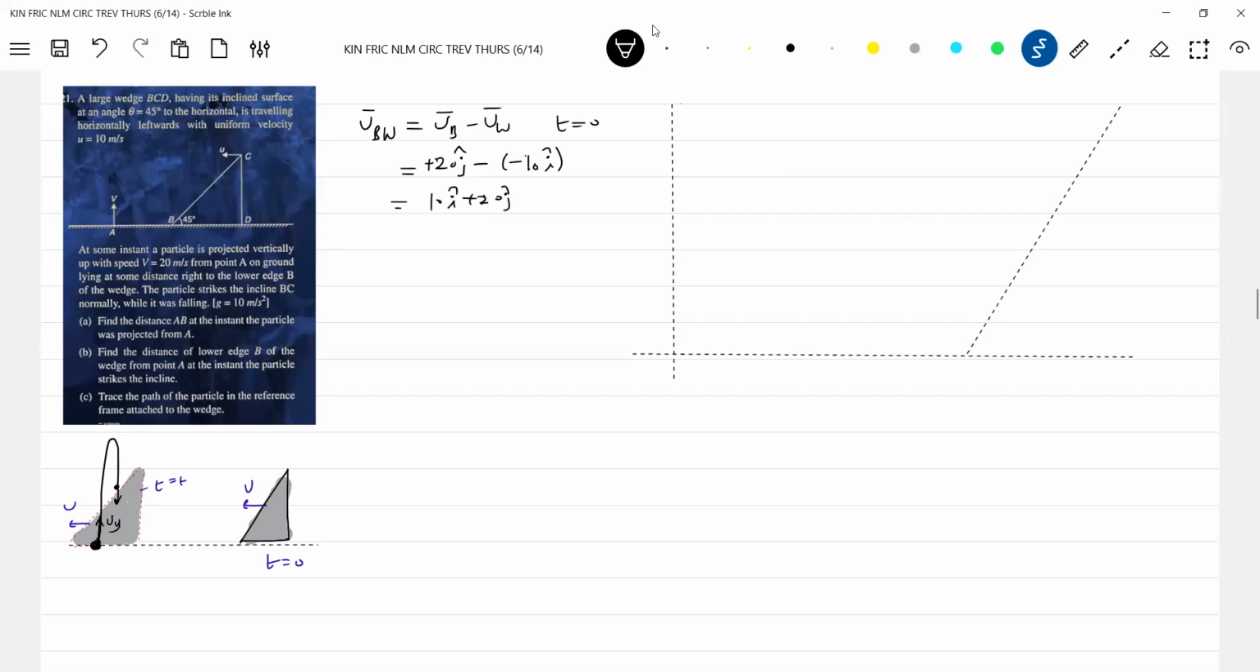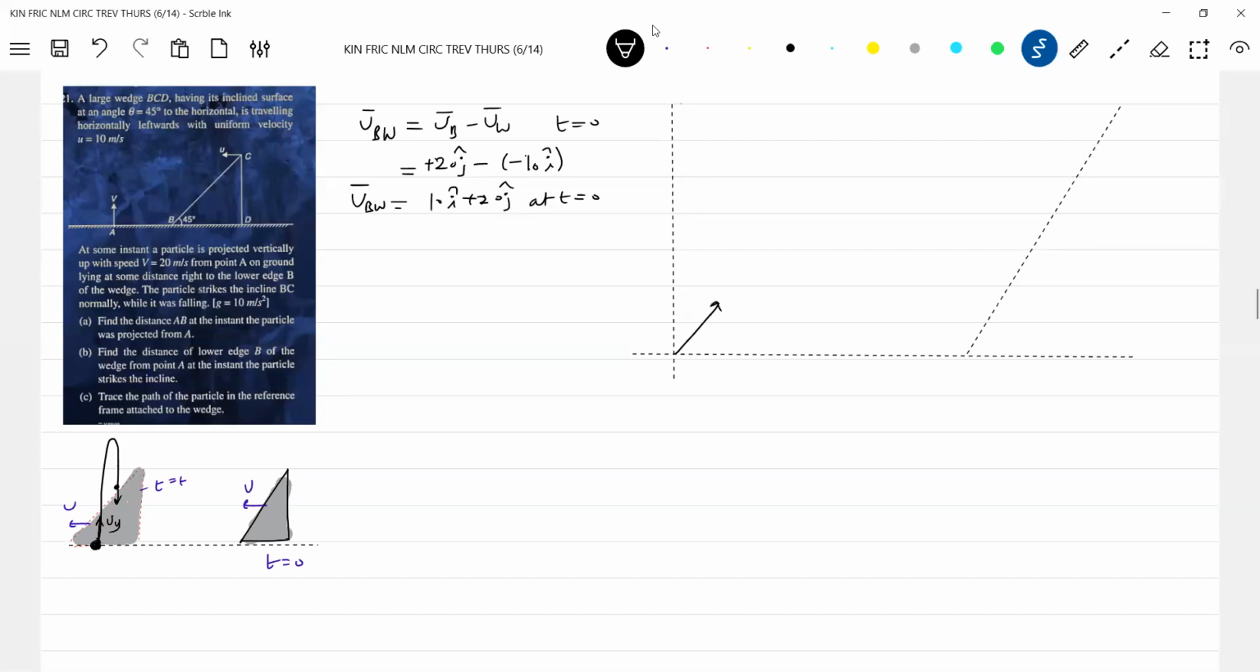I think this is very important. Once you can get this, it'll be easy for you. This is at t equal to 0. At t equals 0, the person standing on the ground says that the ball is projected vertically. The person standing on the wedge will say that it is projected at an angle.